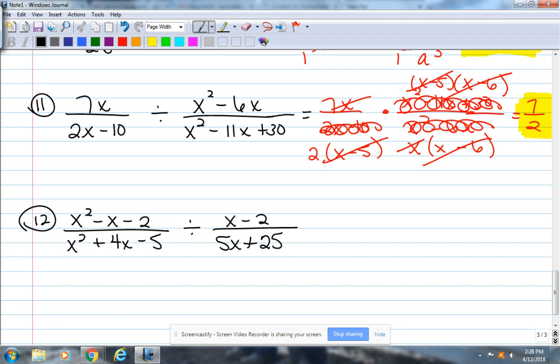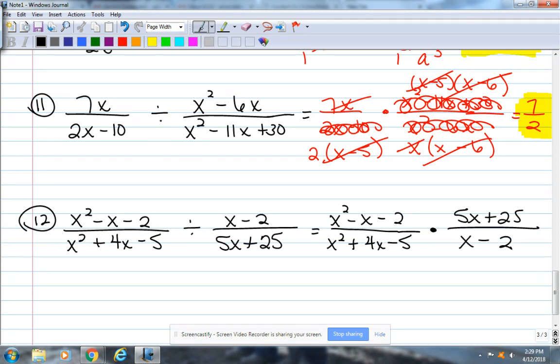Keep, change, flip, right? So keep the first one: x squared minus x minus 2 over x squared plus 4x minus 5. Change it to multiply. Flip the second one, over x minus 2. Okay. And then I try to factor everything. Trinomial. So what multiplies to get -2 and adds to get -1? Yep, x minus 2 and x plus 1, right?